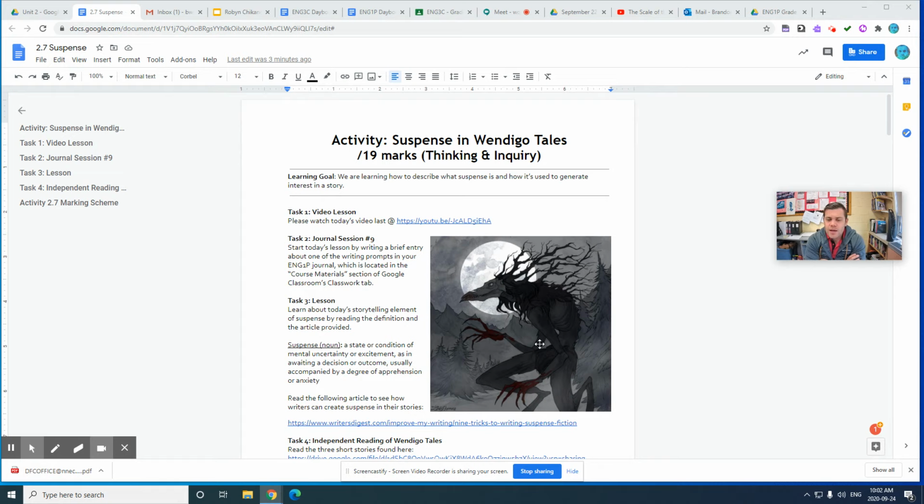Today we'll be learning another storytelling element. So we look at things like conflict, irony, plot. Today we're going to be looking at suspense and how it's used to generate interest in a story, because a good story not only needs conflict, it also needs suspense. And suspense is what generates interest in a story. It is what keeps readers wanting to read on, which is something every author wants to do. What's the point of writing a story if no one wants to read it, right?